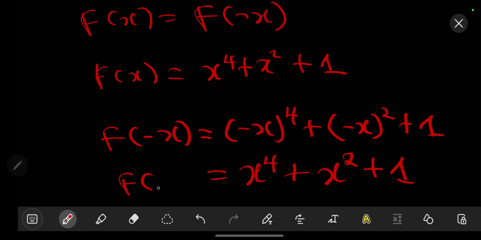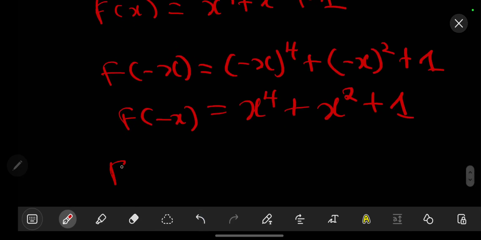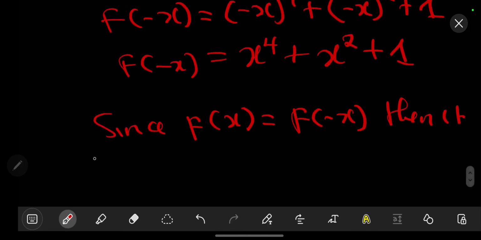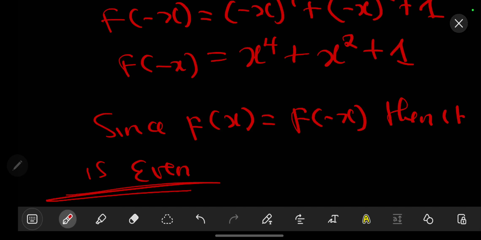So you can say, since f of x is equal to f of negative x, then it is even. Just this will guarantee you the 5 marks. Let's move on to our next.